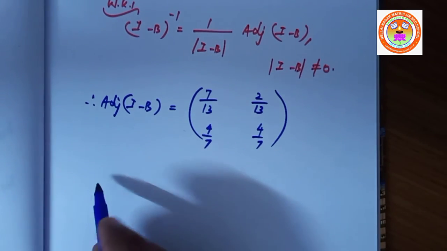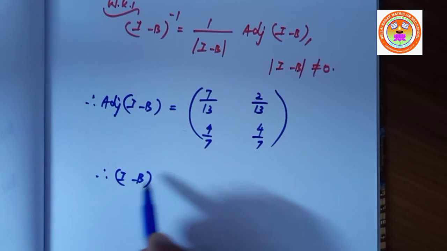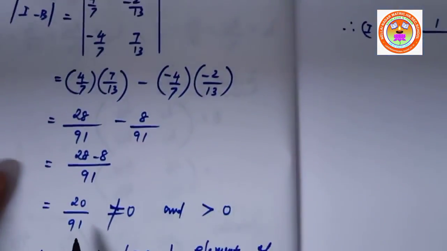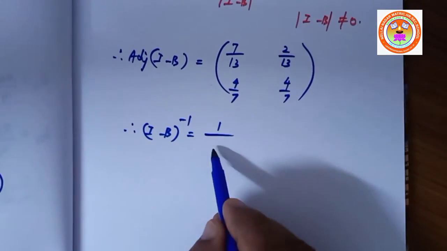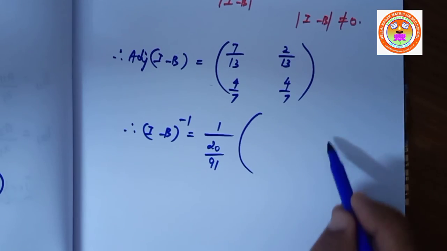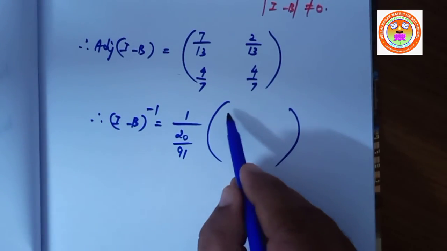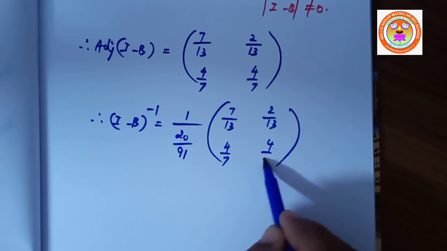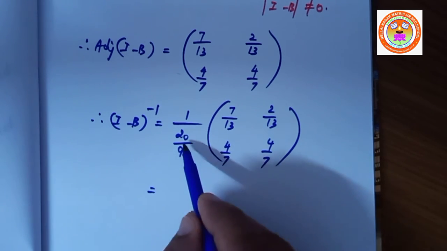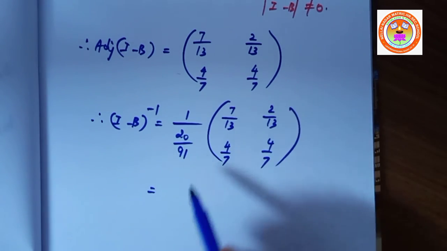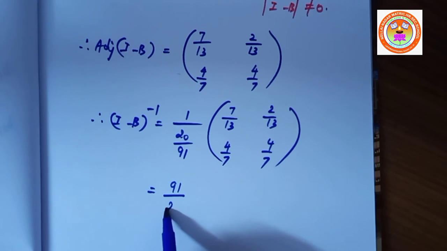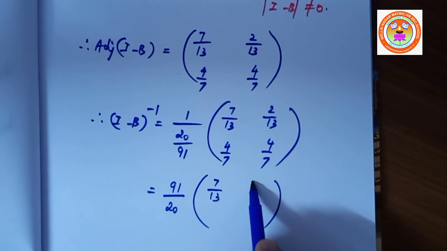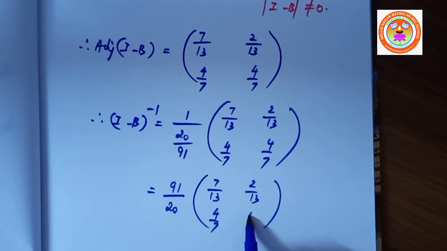Then we have to find (I minus B) inverse. (I minus B) inverse is 1 by the determinant of (I minus B), whose value here is 20 by 91, into the adjoint. The adjoint here is 7 by 13, 2 by 13, 4 by 7, 4 by 7. Then 20 by 91, which is in the denominator, comes to the numerator. We take the reciprocal, that is 91 divided by 20, and write the adjoint matrix as it is: 7 by 13, 2 by 13, 4 by 7, 4 by 7.